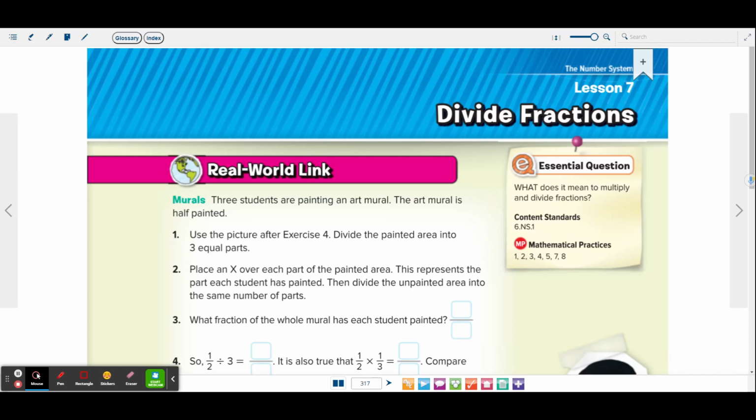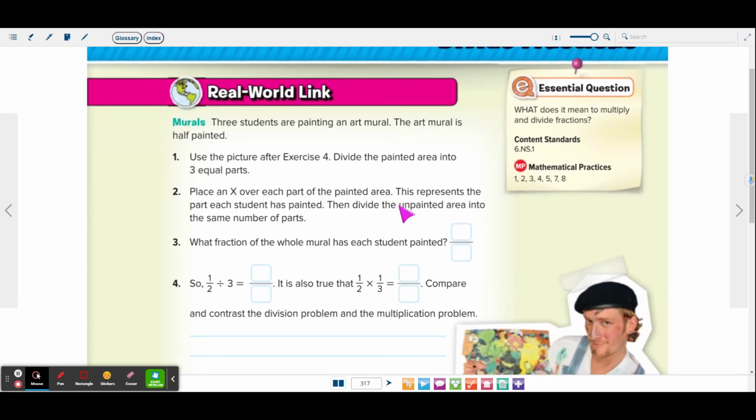All right, so today we are doing lesson 7, which is on page 317, and we are learning to divide fractions. I know we've done a little bit on that already. This is just taking that lesson a little bit farther. So we're going to start with the real world link here.